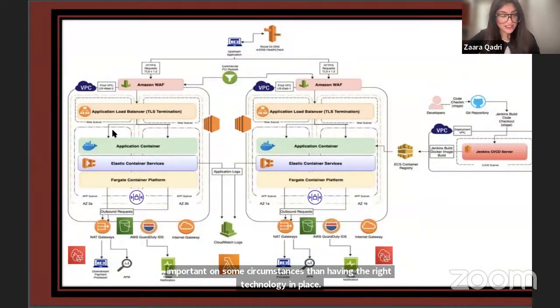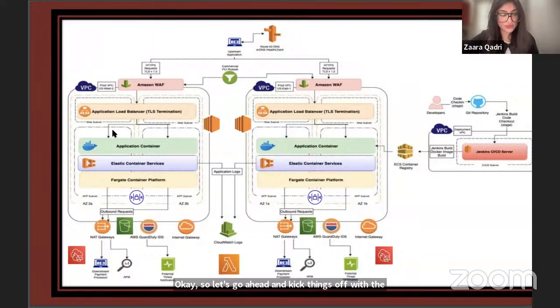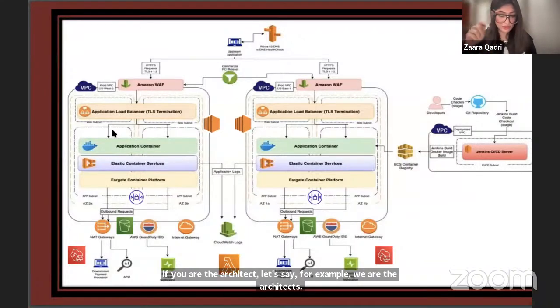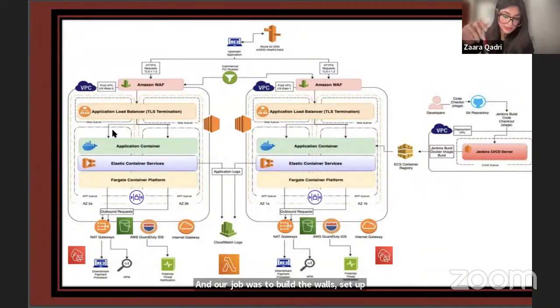Okay, so let's go ahead and kick things off with the architecture diagram about how we are compliant with the 12 standards of PCI DSS. Now, let's say we are the architects, and our job was to build the walls, set up the guards, and ensure that the right people can get in and out of our fortress. Well, that's kind of what this whole environment is. Instead of things you would use in a normal fortress like bricks, we have VPCs, we have subnets, and we have security groups as well.